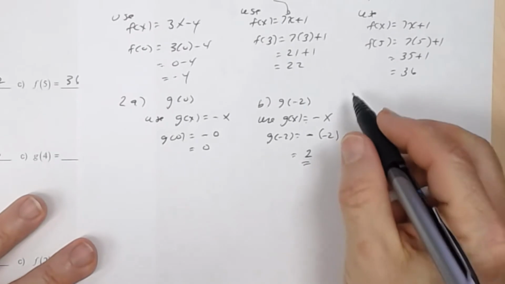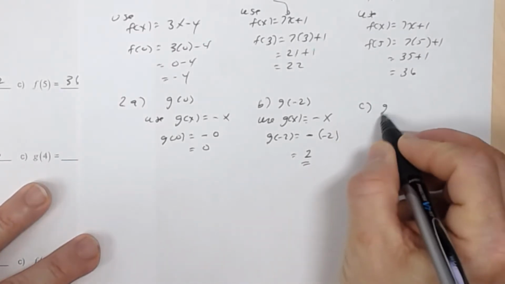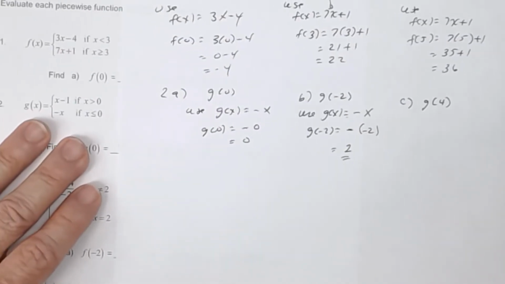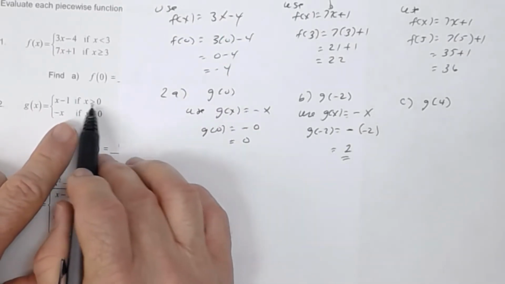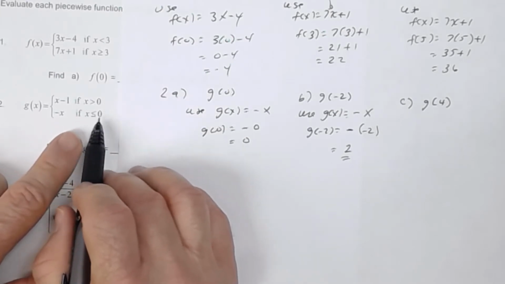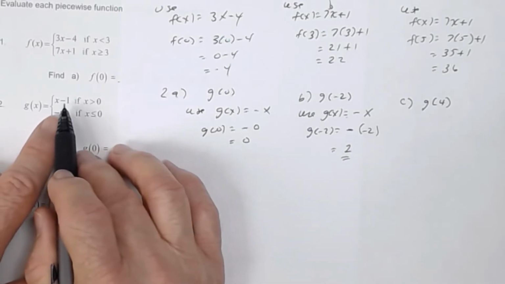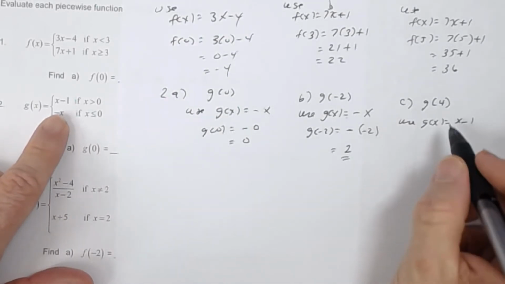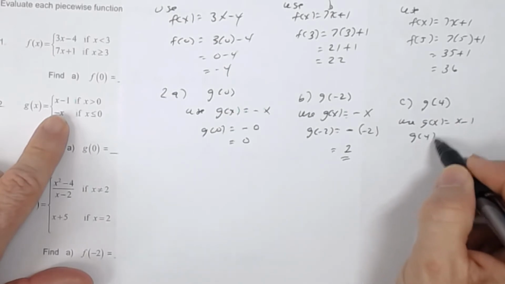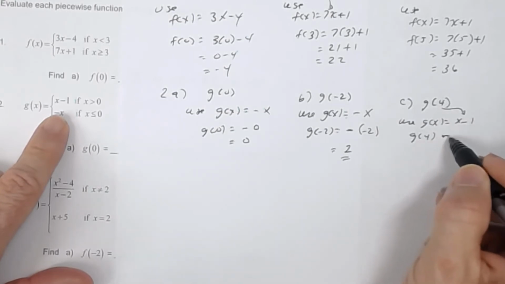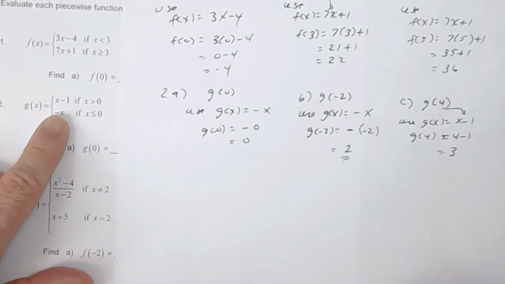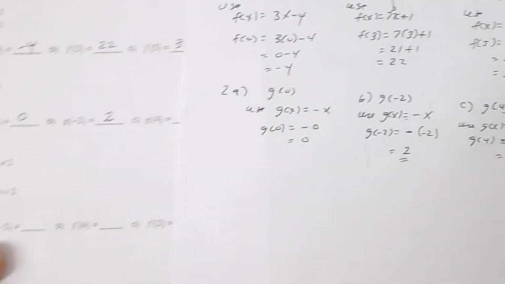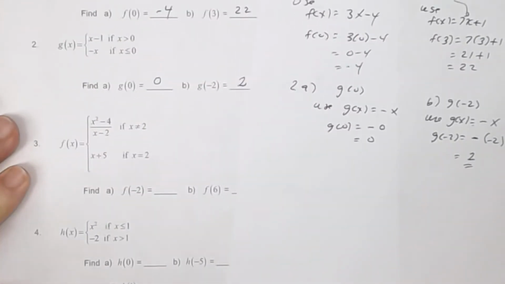And then C, you want to find g of 4. So again, we've got to make sure we're using the right one, right? So g of 4. So is 4 greater than 0 or is 4 less than or equal to 0? Well, 4 is greater than 0, so I'm going to use this one. So I'm going to use g of x equals x minus 1. So in place of x, I'm going to substitute 4. So I get 4 minus 1, which is 3. So g of 4 is 3. So that goes here.